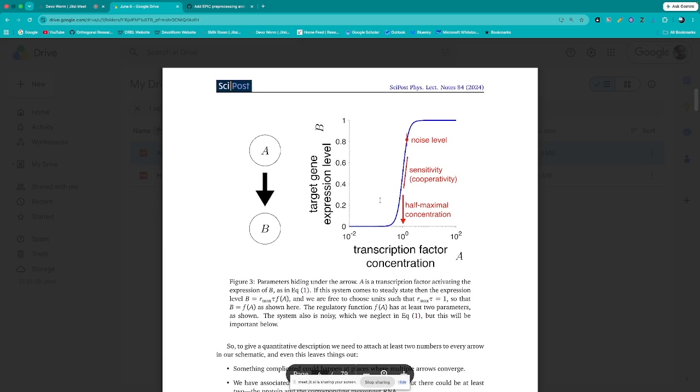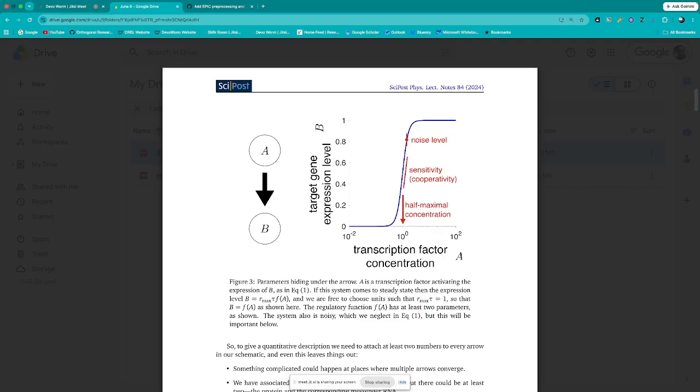In figure 3, he talks about how you have this relationship between A and B, and these are two concentrations that affect one another. So B is dependent on the concentrations and reactions in A that influence B, and so there's a flow of information from A to B. And this is the graph here on the right, where you have A as the transcription factor concentration, which is the dependent variable, and then B, which is the target gene expression level, which is the independent variable.